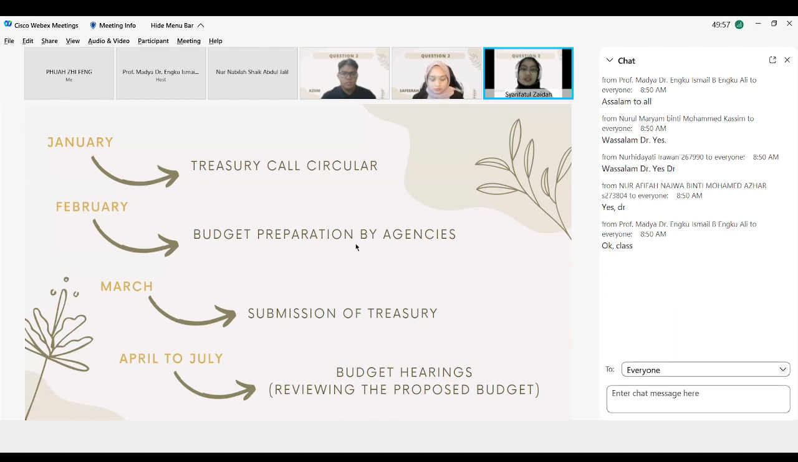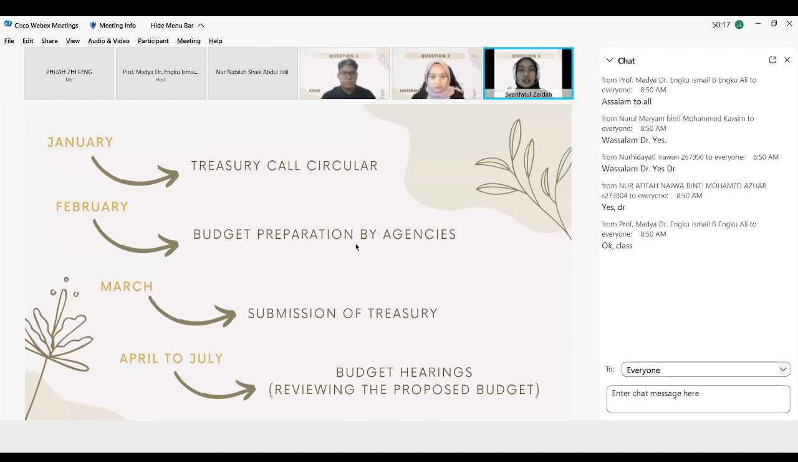Next, the budget hearings procedure will be done from April to July. These budget hearings will be handled by budget review officers, known as BROs. However, 2 other central agencies, the Public Service Department, PSD, and the Economic Planning Unit, EPU, will be assisting BROs in the budget hearing procedure.